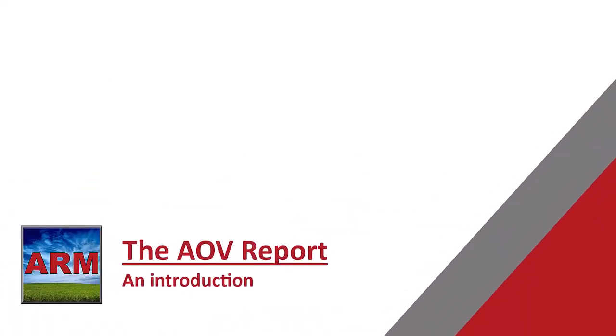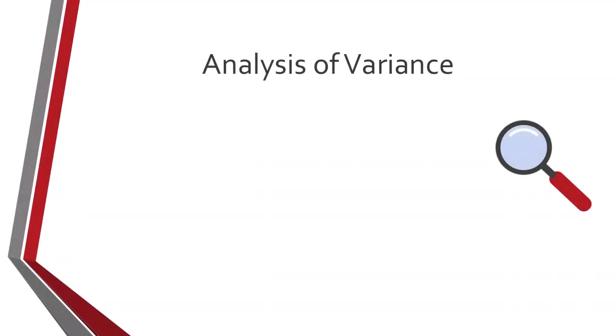In this video, we perform analysis of variance in ARM with the AOV Means Table report. Research trials always have variation that comes from a variety of sources. The analysis of variance, or AOV, helps us to understand this variation and draw conclusions from the data.